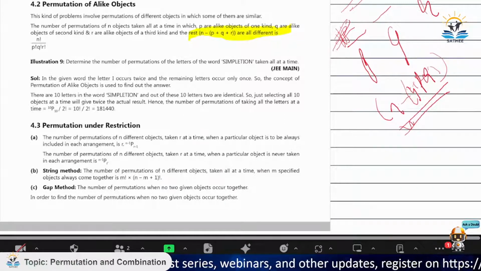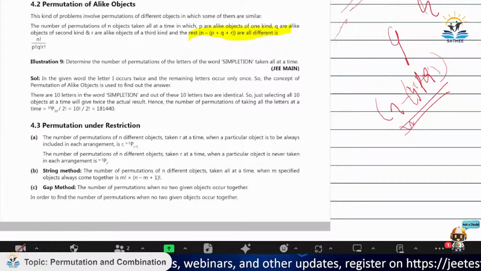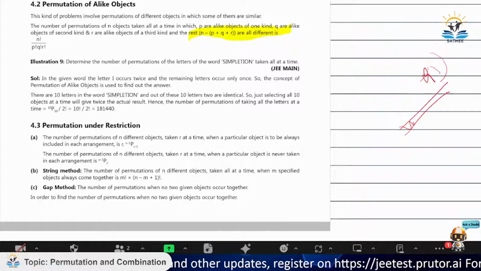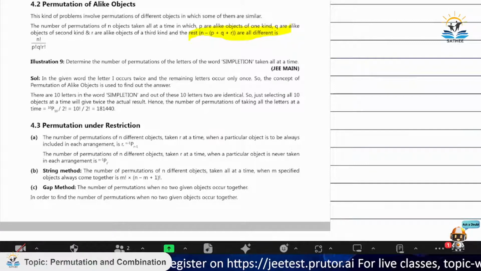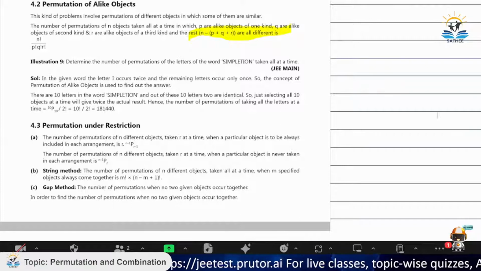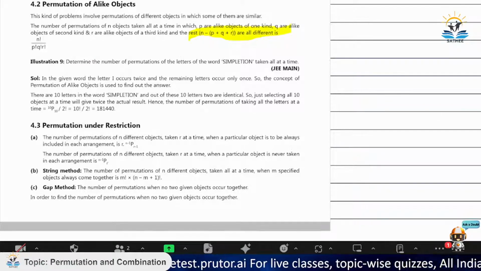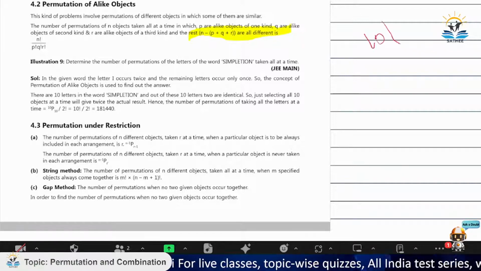Determine the number of permutations of the letters of the word simplification. Simplification, right? Simplification का हमें permutations करना है. So let's see. Taken all at a time, right? So how do we do that? Let's count the number of letters here. We have 1, 2, 3, 4, 5, 6, 7, 8, 9, 10. We have 10 letters, so this would come.